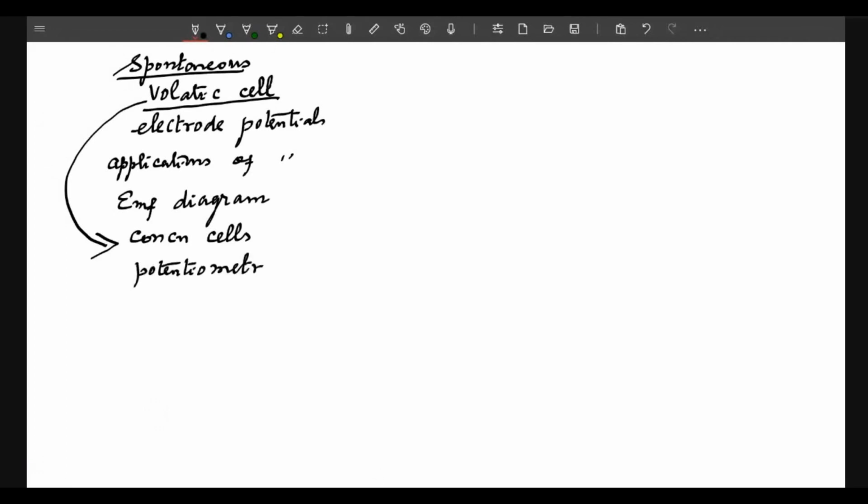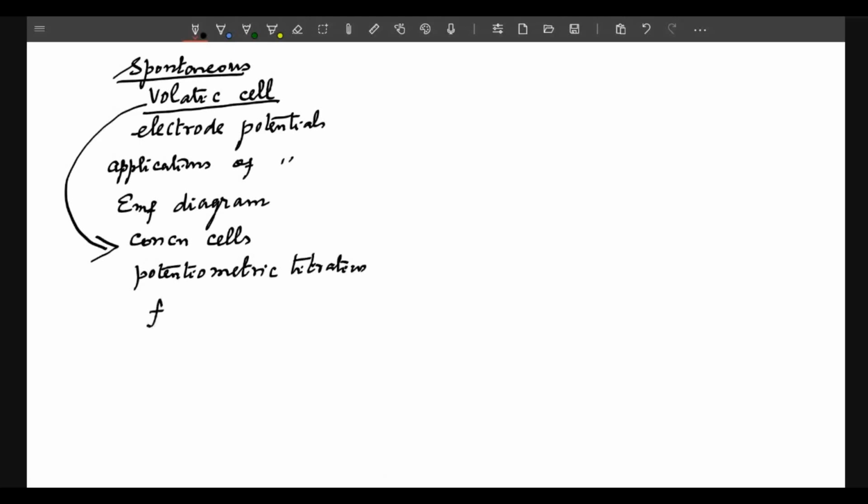Potentiometric titrations. Then the fuel cells and batteries. With this, we will close these topics under spontaneous reaction types. Next, under non-spontaneous reactions, we call it an electrochemical reaction. Under non-spontaneous reaction, what happens?